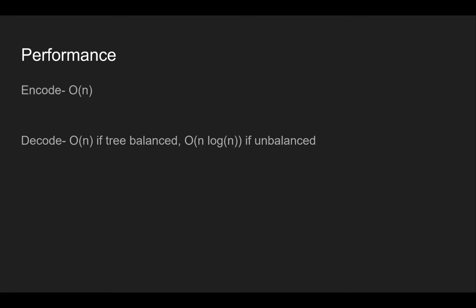The encode function should be O(n) performance, where it goes through each letter in the text, and then finds the encoded map value and returns that. And then when we use decode, it would be O(n) if the Huffman tree is balanced, but it could go to O(n log n) if the Huffman tree is unbalanced and not efficiently storing those codes.